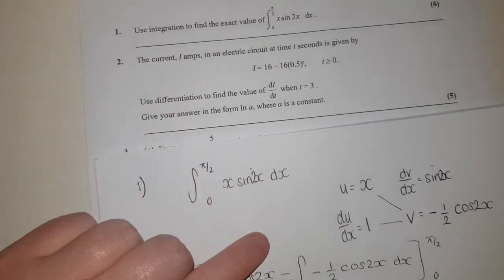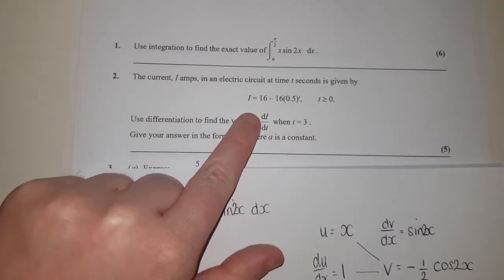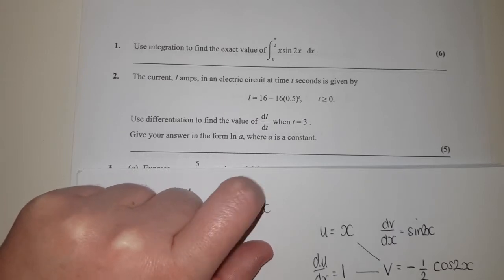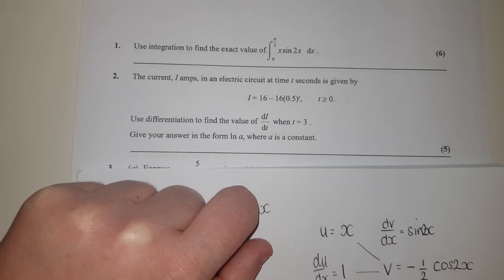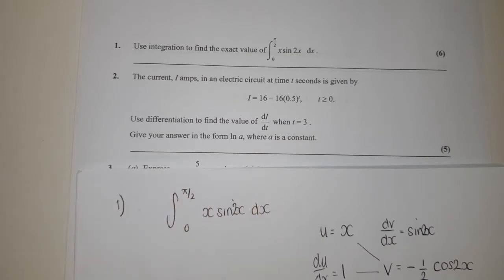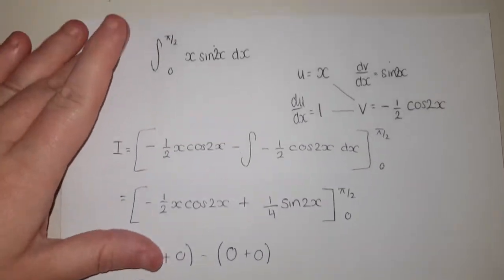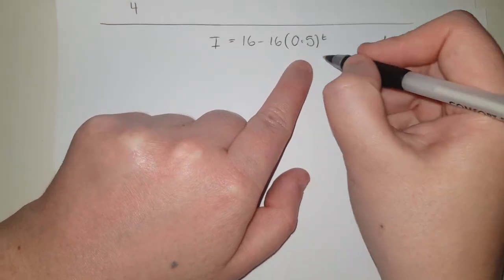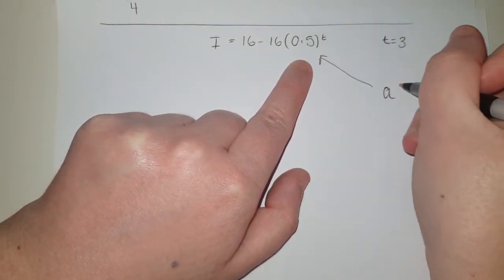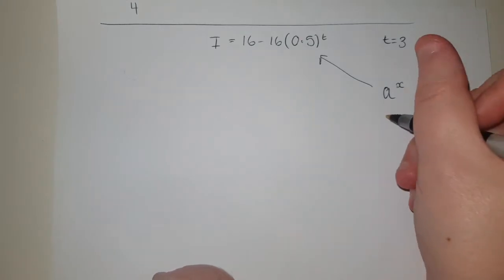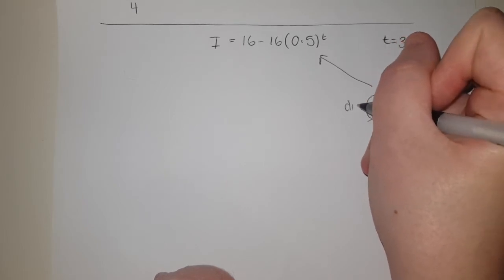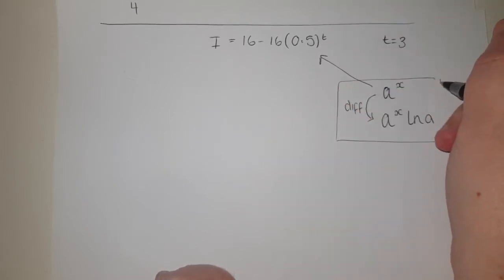So question 2, we're looking at this one. So we've got I is 16 minus 16 lots of 0.5 to the power of t. We want to differentiate it and find the value when t equals 3. Okay, so what we've got is something in the form a to the power of x. Now when you differentiate a to the x, you get a to the x ln a. Okay, so that's one key fact you need to remember.